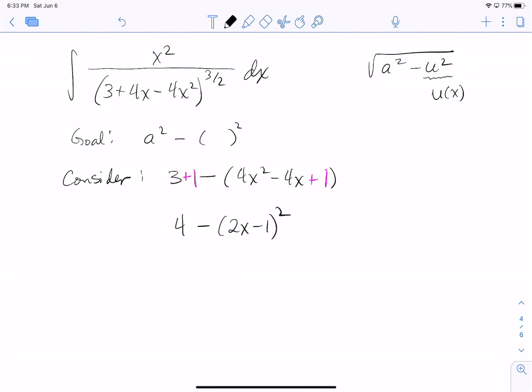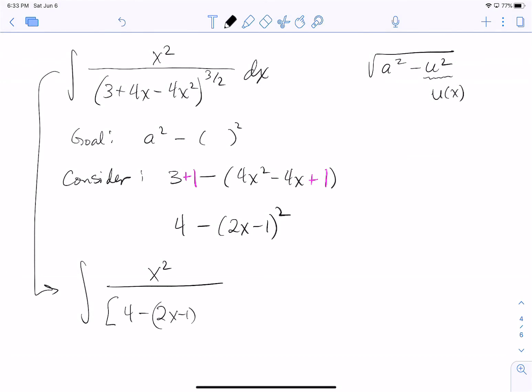That will fit the pattern of our a squared minus u squared. I can then rewrite the integral as the integral of x squared over the quantity of 4 minus the quantity of 2x minus 1 squared, whole denominator to the 3/2 power dx.